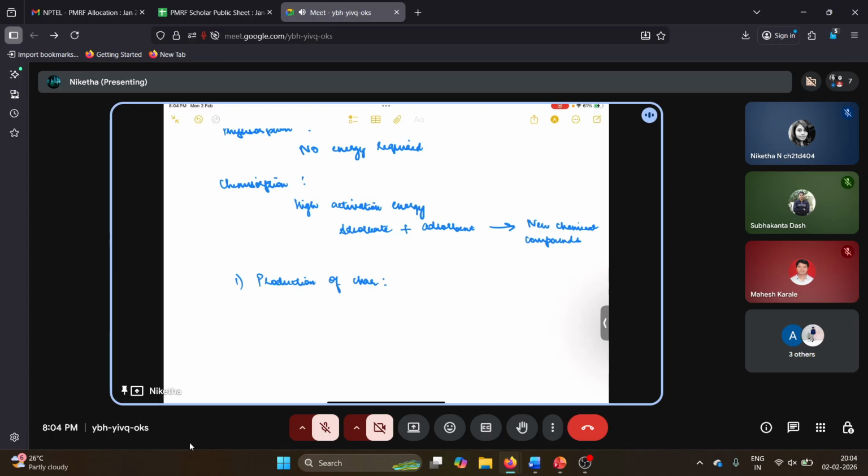So in order to produce char, we have to heat any organic substance. It can be bones, plants, animals, anything organic which will have a high carbon content. We can just take it and heat it at 700 degrees Celsius in the absence of oxygen. This will produce a highly porous substance called char.